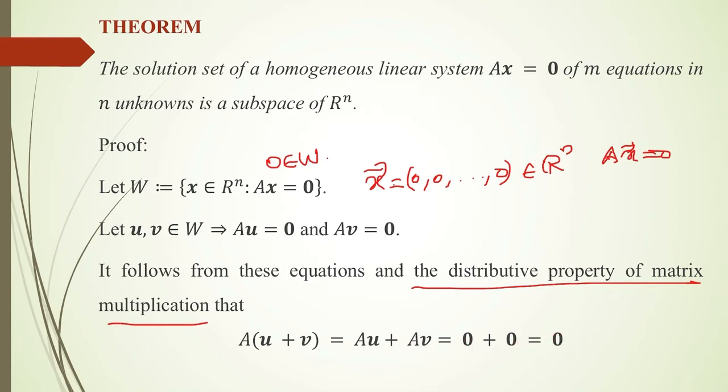So here I have matrix A times vector u plus vector v is 0. So vector u plus vector v is again a solution of the system Ax equal to 0. So I have vector u plus vector v is an element of W, or I can say that W is closed under addition. Now we have to show that W is closed under scalar multiplication.